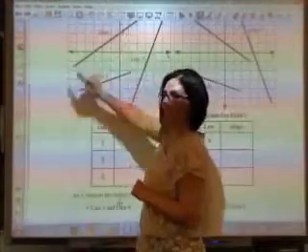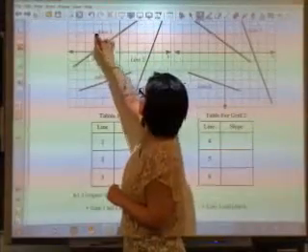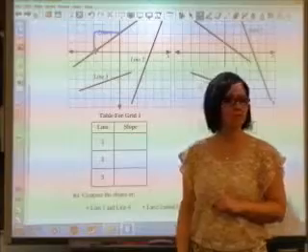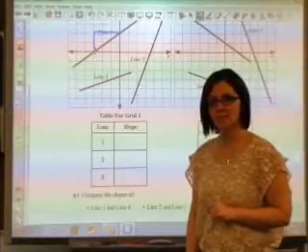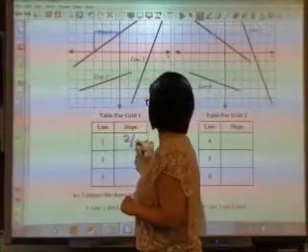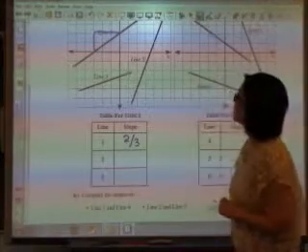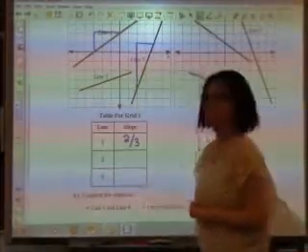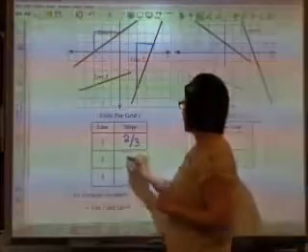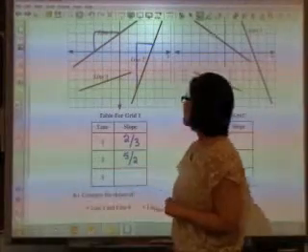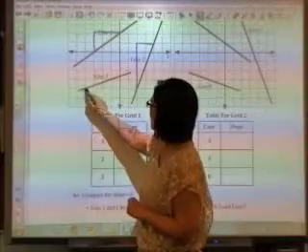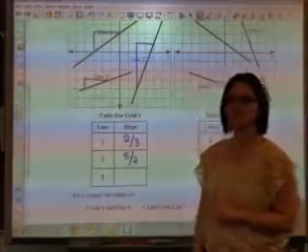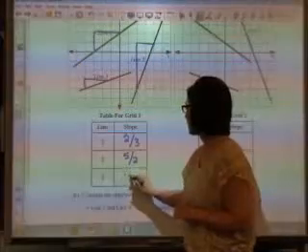What was the slope here? 2 over 3. Okay, what was the slope for line segment number 2? 5 over 2. And the slope for line segment number 3? 1 over 3.